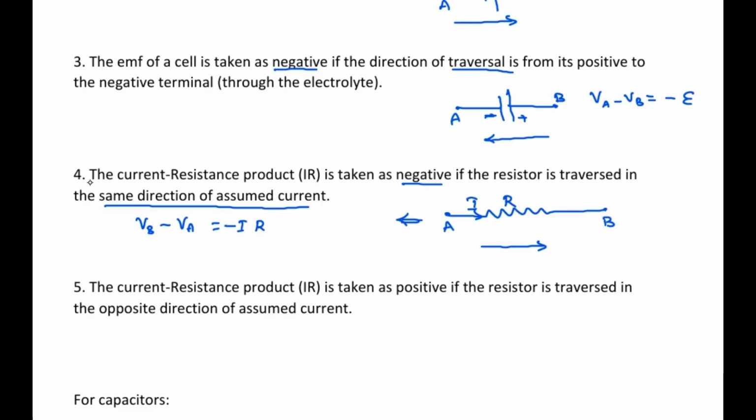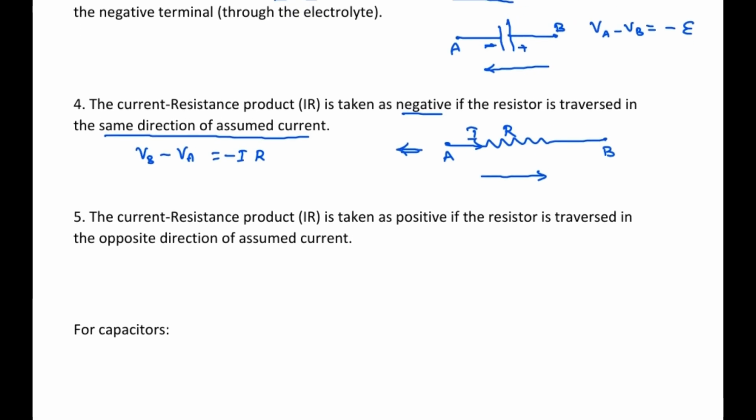This value is negative. The reason is the actual current is moving from A to B, meaning A is at higher potential, B is at lower potential. Current travels from higher to lower potential. So, lower potential minus higher potential will be a negative value. So, the potential difference is negative, minus IR. Be careful. This sign convention I am taking is based on summation delta V is equal to 0. Somebody will take summation E is equal to summation IR. They may take it opposite, but both are correct only.